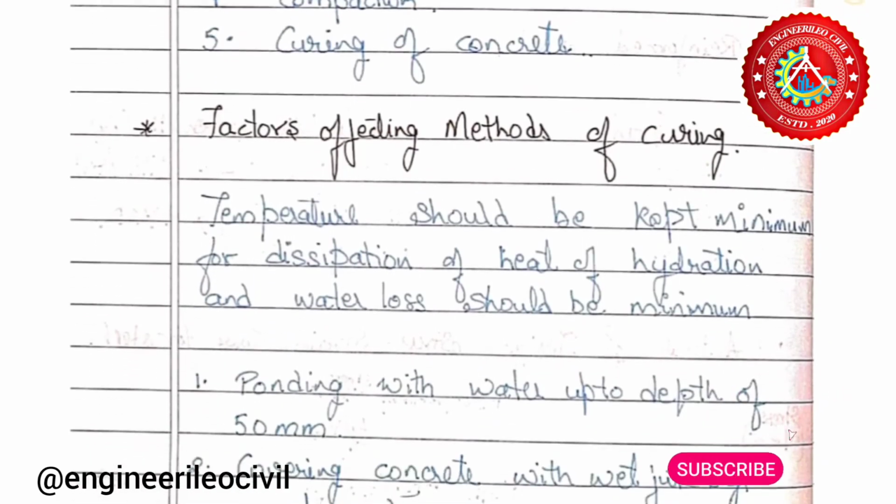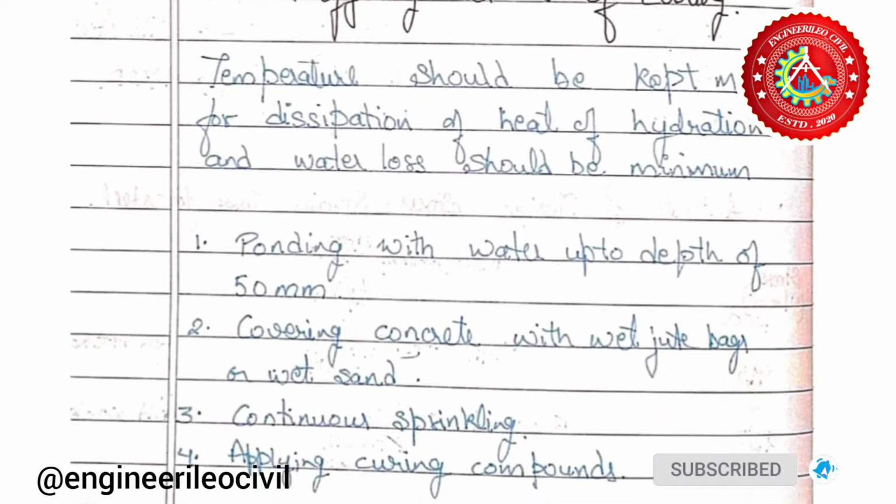So our last topic is factors affecting methods of curing. The temperature should be kept minimum for dissipation of heat of hydration, and water loss should be minimum. Ponding with water up to a depth of 50 mm. Covering concrete with wet jute bags, wet sand, sawdust, or waterproof polythene sheets. Intermittent spraying with water and continuous sprinkling. Applying curing compounds like acrylates, bitumen, sodium silicates, wax, linseed oils, chlorinated rubbers, etc.